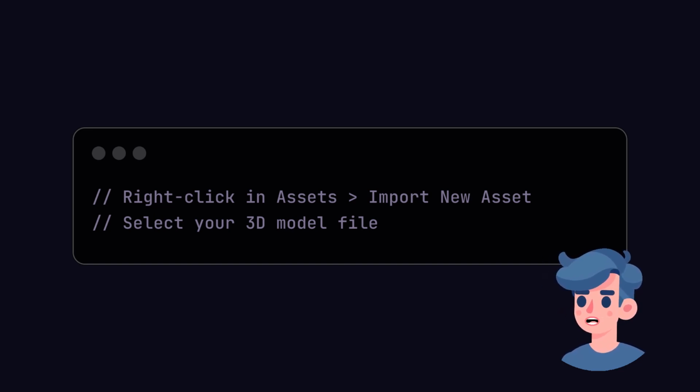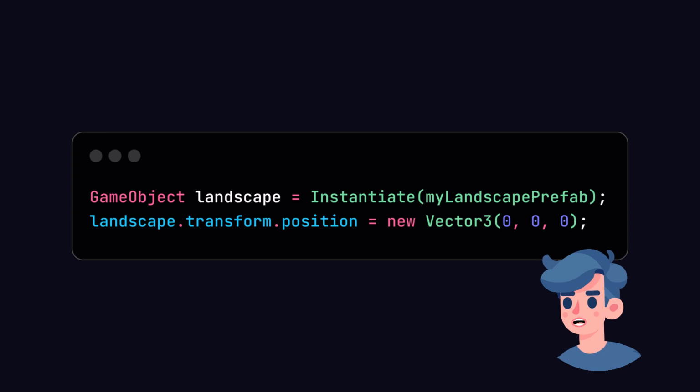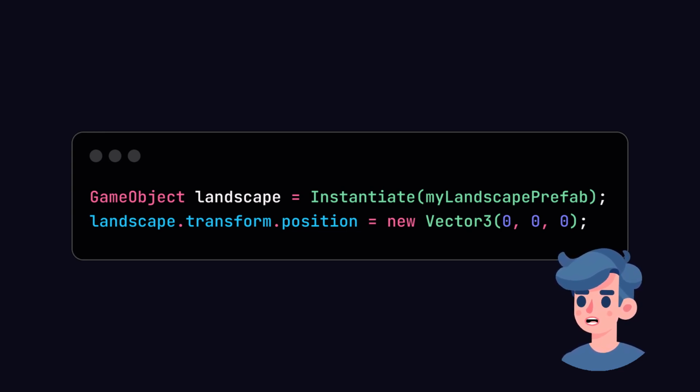You can either create your own models or find free models online. For DIY, import them into Unity through the import dialog. With the 3D model imported, we can add it to the AR session origin. Drag and drop the model into the scene hierarchy under AR session origin. Make sure to position it correctly in the AR environment.